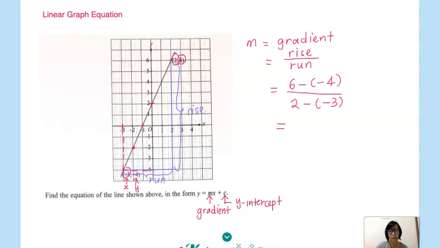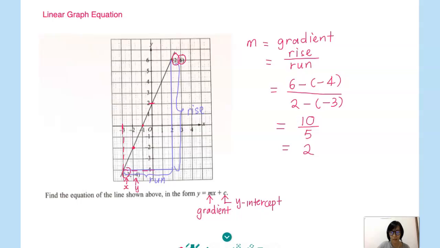So 6 minus -4 would give me 10. 2 minus -3 would give me 5. And that tells us the gradient is 2. So that's the first part that we need.